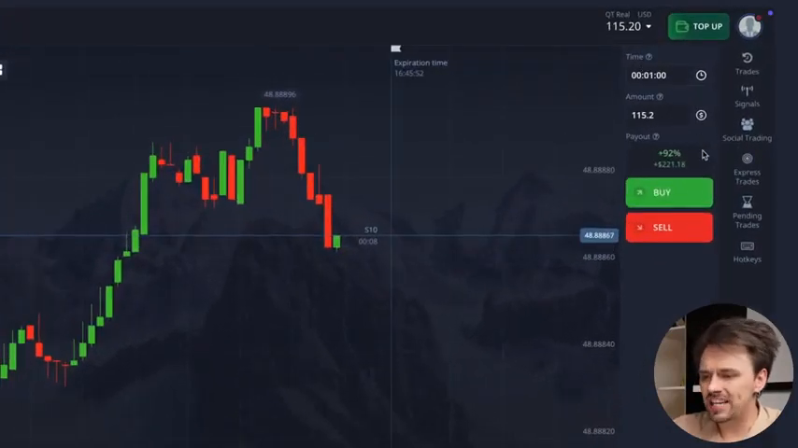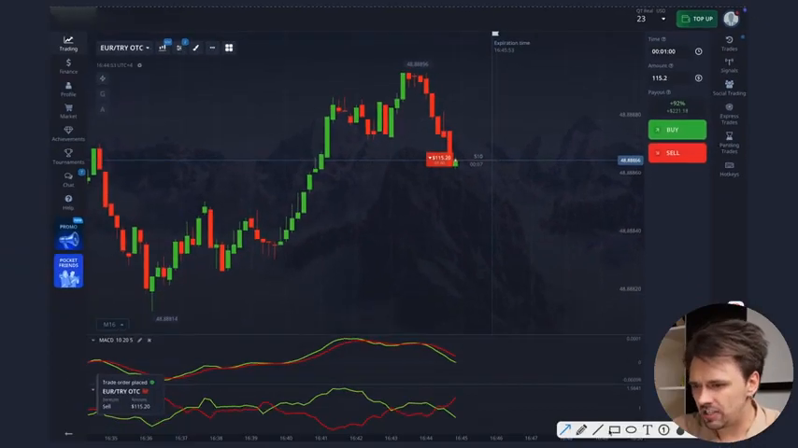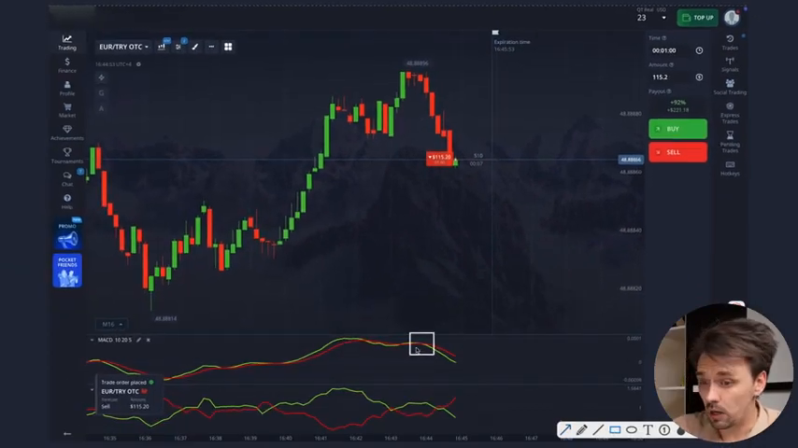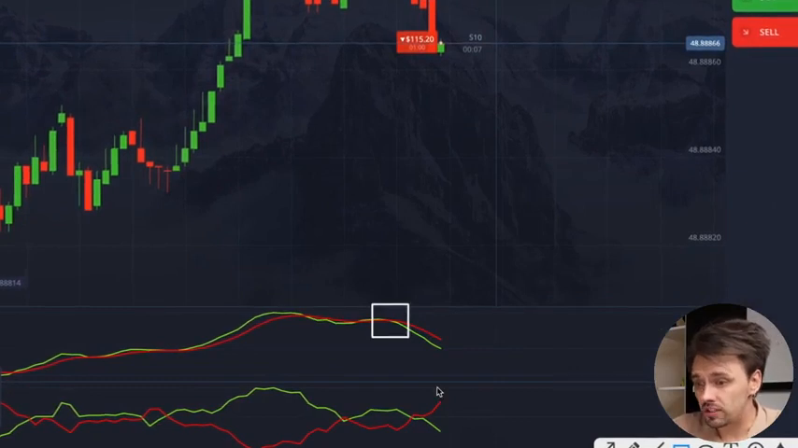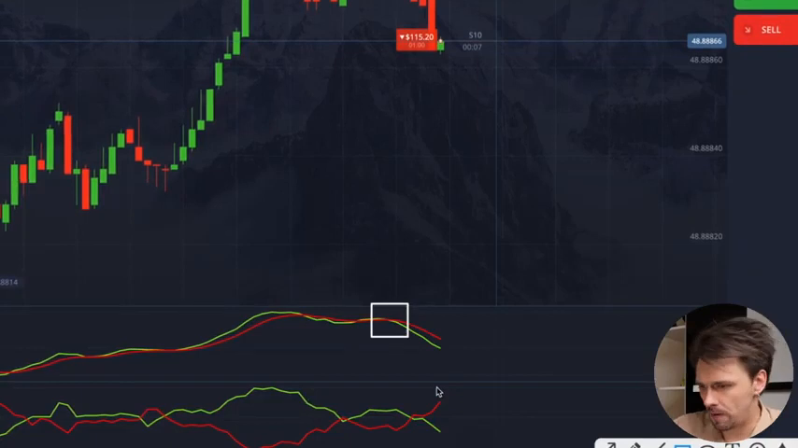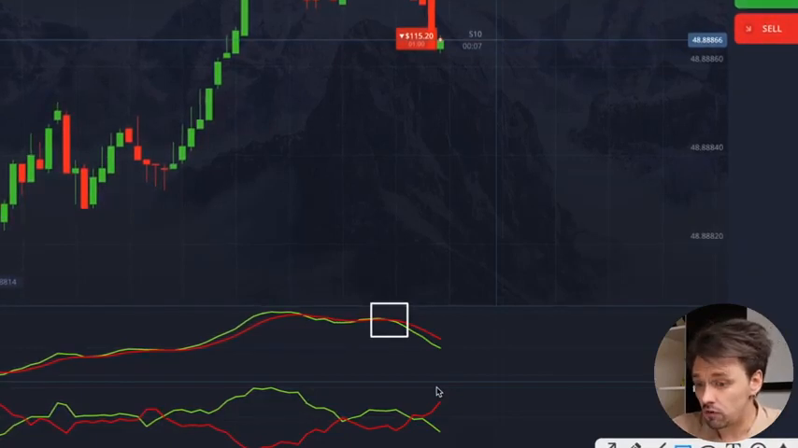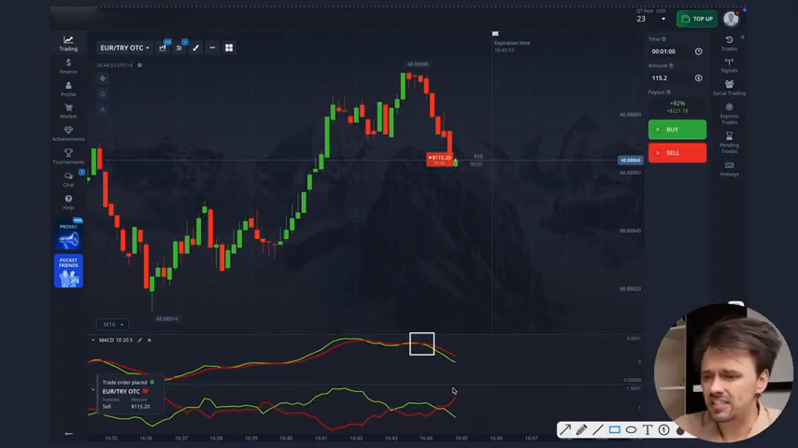I'll enter a trade to the downside again for $115. Watch. Both MACD lines start bending downward. Before this, they were both stretching upward, supporting growth. And now they're simultaneously changing their slope. When two lines together reverse downward, it indicates that the rise is completely exhausted. The buyer has weakened and now it's easier for the market to move downward.